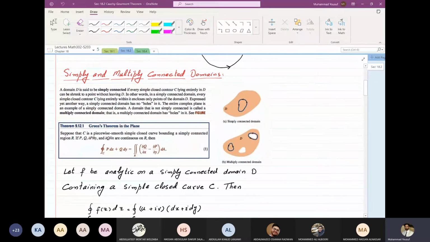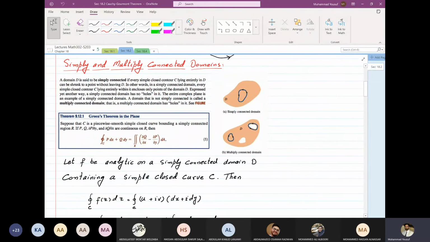Okay, now the next definition which we need to learn is simply and multiply connected regions. So roughly speaking, it is written in this paragraph and figures. A simply connected region or domain is a domain which has no hole in it. Like you are seeing in figure A, there is no hole and it is a simply connected domain. And figure B has some holes. It is multiply connected. A multiply connected domain has some holes. A simply connected domain has no hole.